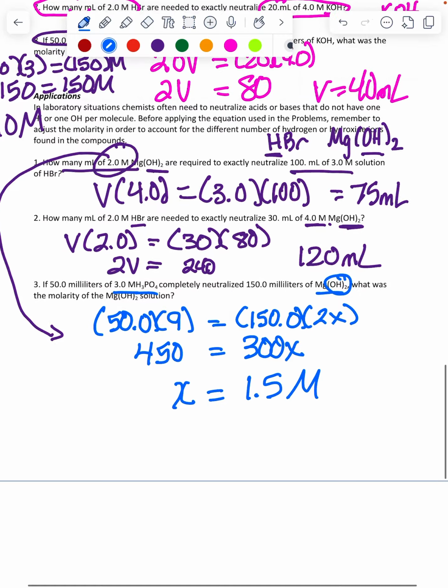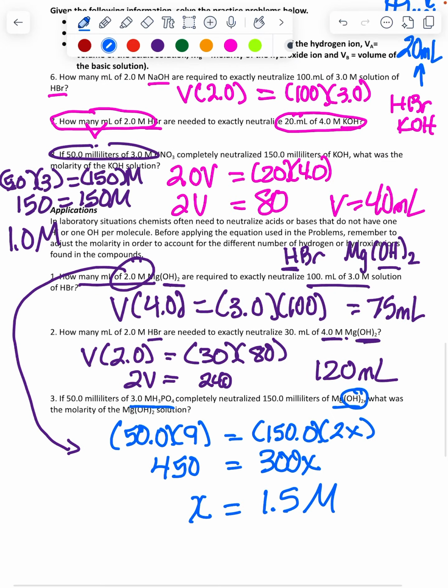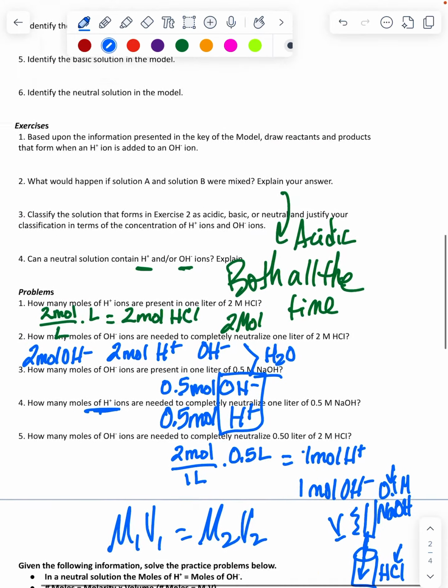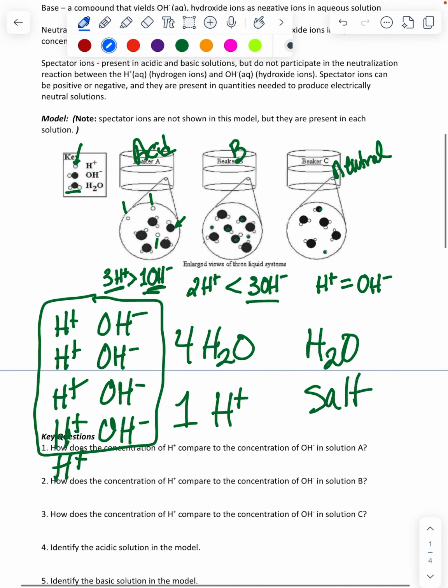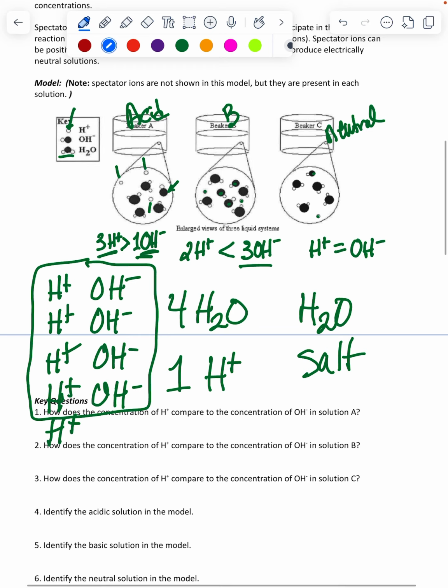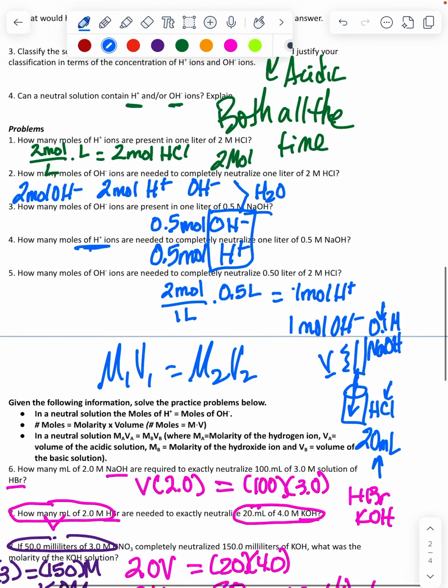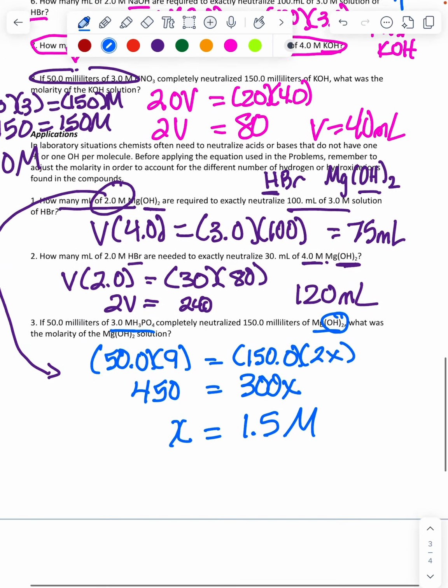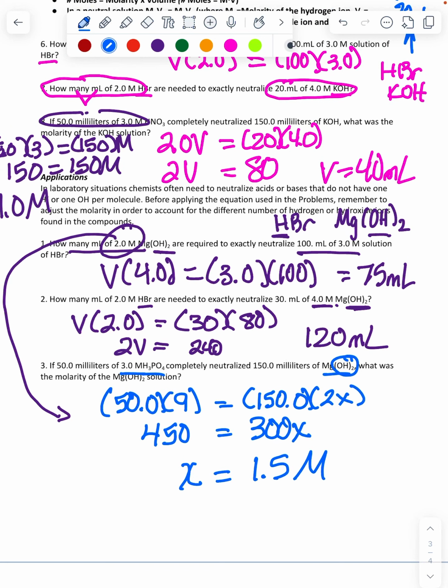And that is the end of that worksheet. Again, the purpose of this worksheet was to walk you through how you know if something is acidic or basic based on molecules, number of H's, number of OH's, how you neutralize, how you do the M1V1 equation. And on Thursday, we will do pH and pOH and solving for hydrogen and hydroxide concentration. So if you have a good background on all of this stuff, it's going to be pretty easy.